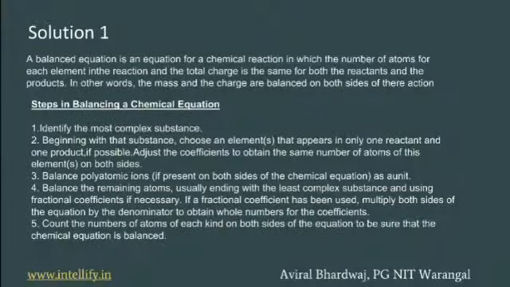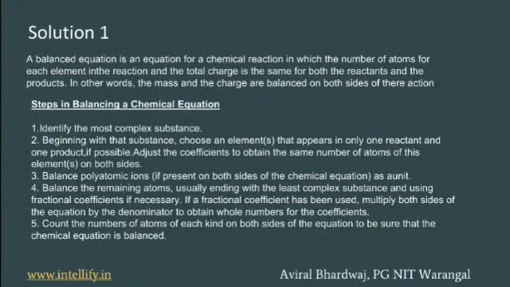There are 5 steps to balance a chemical equation. First, identify the most complex substance. Second, beginning with that substance, choose an element that appears in one reactant and one product. Third, balance polyatomic ions as a unit. Fourth, balance the remaining atoms, like hydrogen, H2O and extra oxygens. Fifth, count the number of atoms of each kind on both sides of the equation. Be sure that the chemical reaction is balanced.